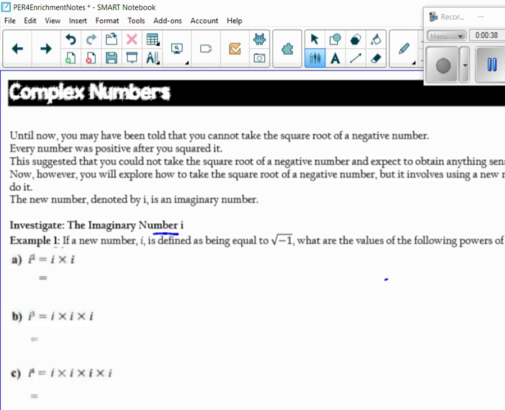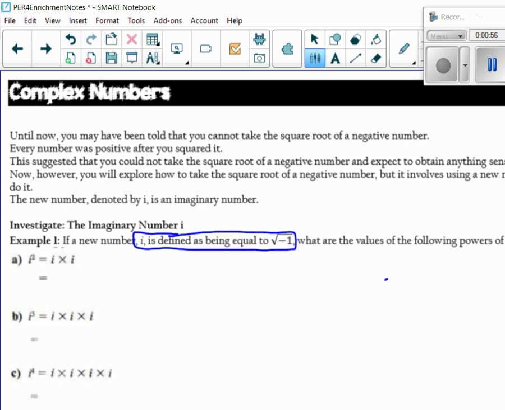It uses common sense math along the way. It's not like you're learning new math here. It's just a new concept, right, with a new system.